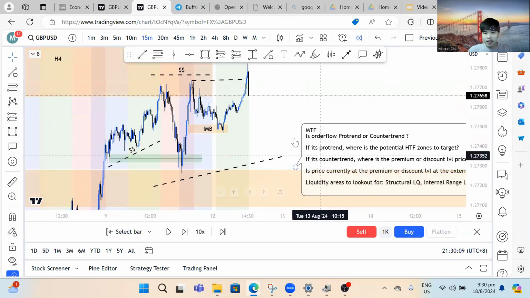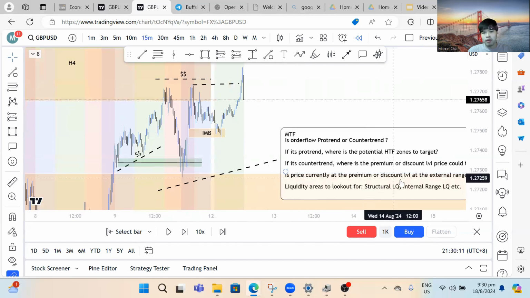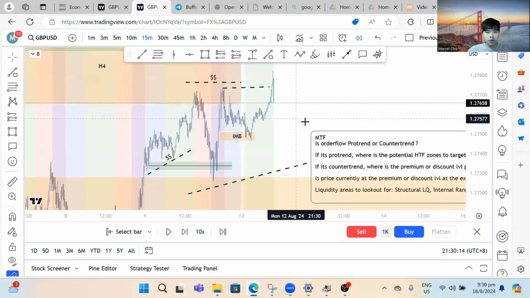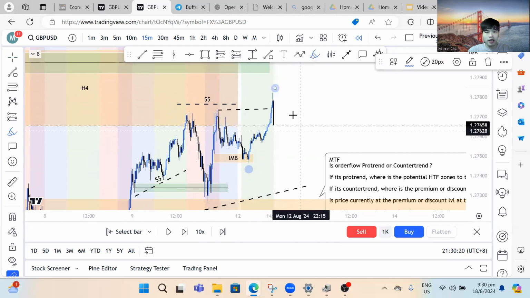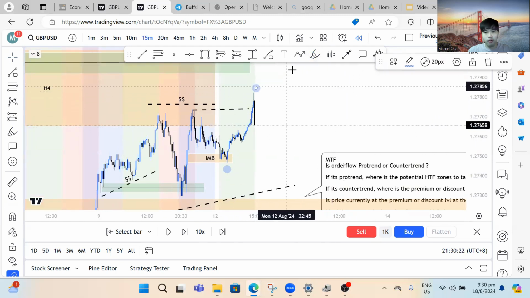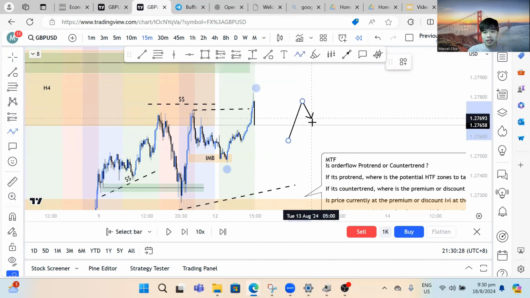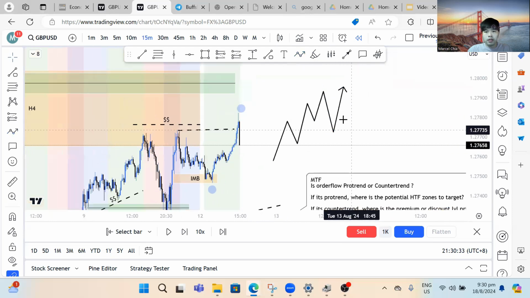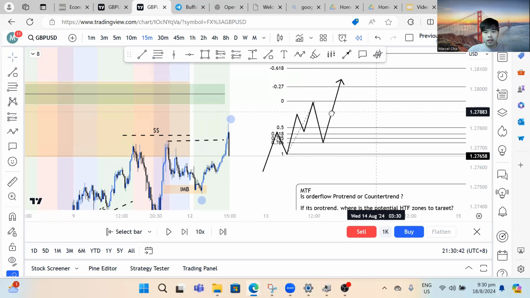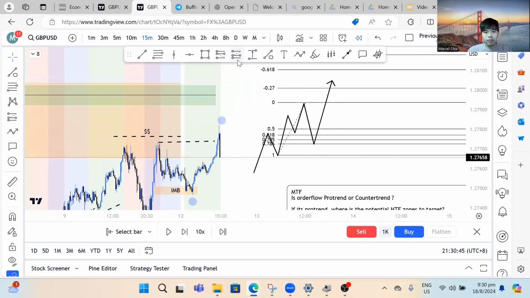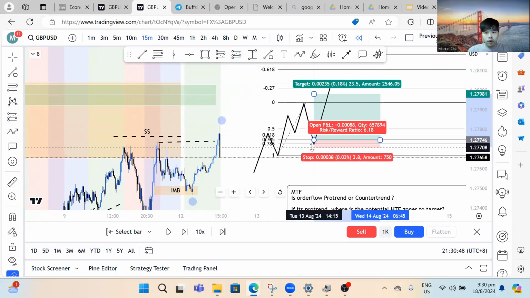So, to answer the next question, is price currently at the premium or discount zone on the external range? Our external range at this point, the immediate level, can be here to here, right? Because there are two entry models which we can look out for and potentially enter our longs from. One, it can just be this. So where there's a presence of this internal range liquidity, we can just draw our flip accordingly. So these are basically discount levels that we can look to go long.